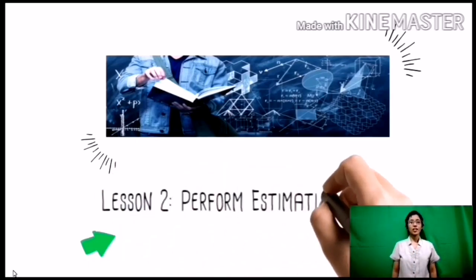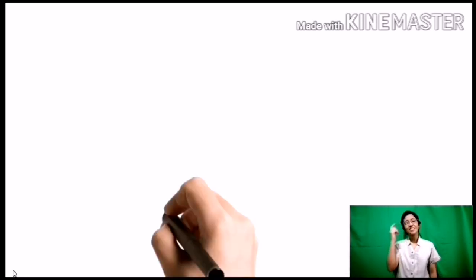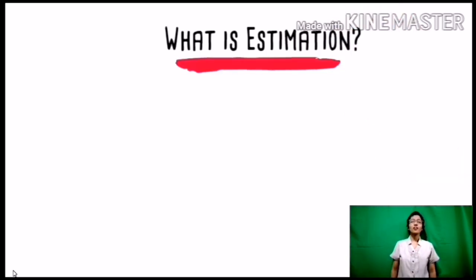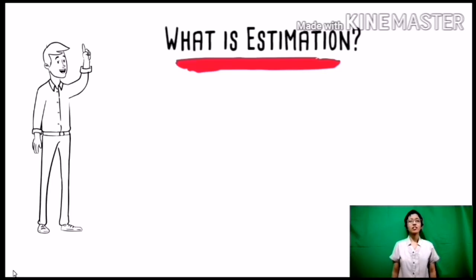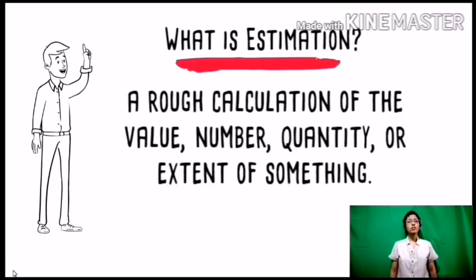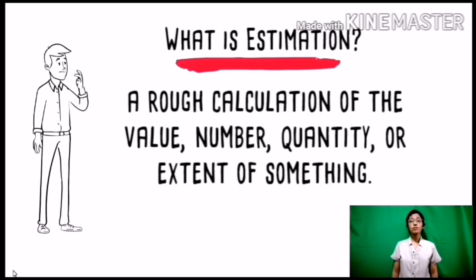Let's go! Our lesson for today is about estimation. And what do you know about estimation? For example, I need to budget my monthly allowance. I will be estimating my expenses so that I would not go beyond my income. Now, do you have an idea what estimation is? Estimation is a rough calculation of the value, number, quantity, or extent of something.